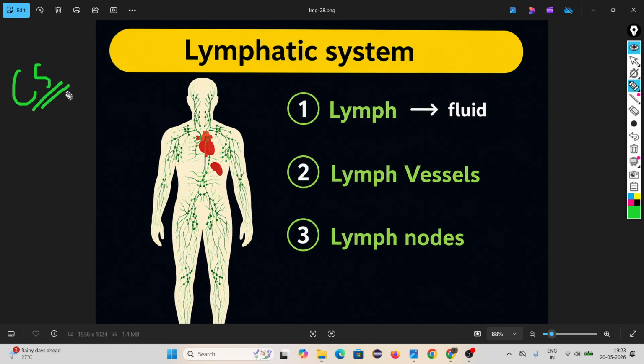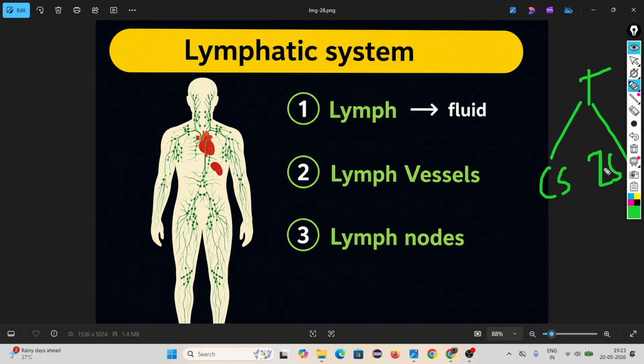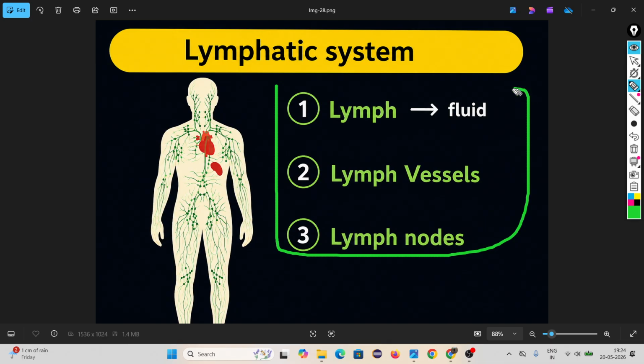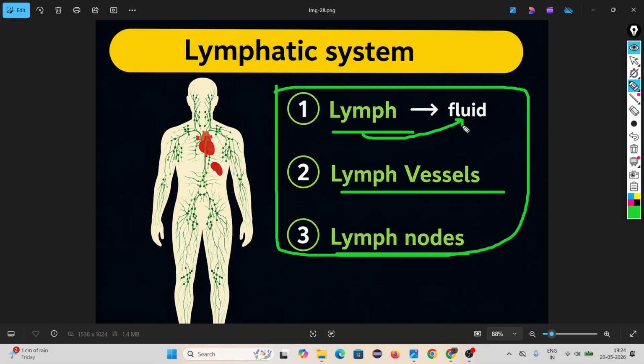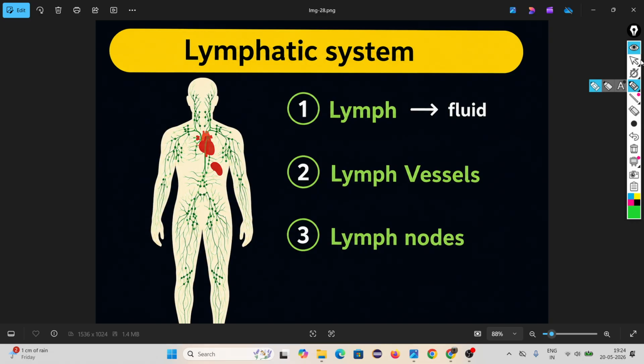In human beings, two systems work for transportation. One is the circulatory system, one is the lymphatic system. Coming to the lymphatic system, it also has three parts. One is lymph vessels, lymph nodes, and lymph, which is nothing but a fluid.